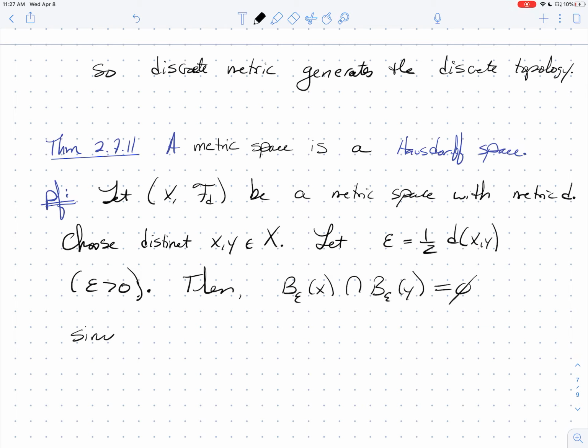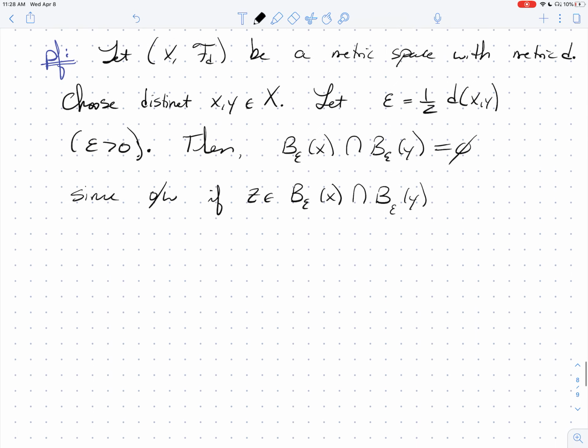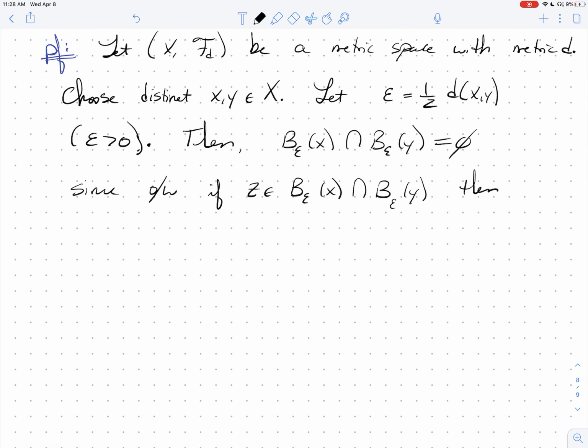So this is true, since otherwise, I'm going to slip in a proof by contradiction here. If you did pick a point Z in the intersection of the ball of radius epsilon around X and the ball of radius epsilon around Y, then the distance between X and Y would be less than or equal to the distance between X and Z plus the distance between Z and Y. Why is that true? This is the definition of a metric, right? This is just the triangle inequality. This is always true for any metric.